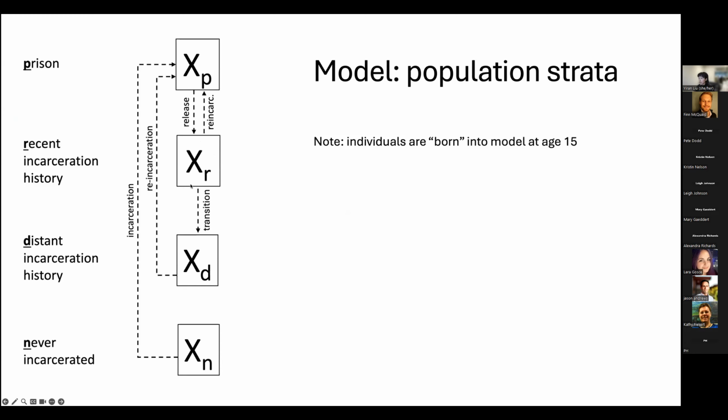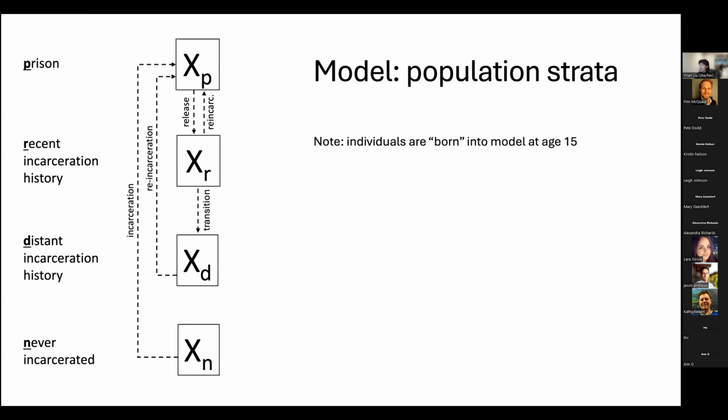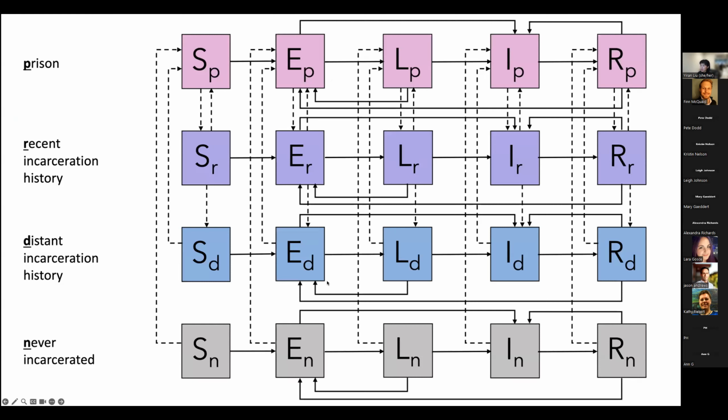Now, if individuals remain out of prison, they can then transition from the recent to distant incarceration history stratum. And we assume in this distant incarceration history stratum, everything epidemiologically is the same as in never incarcerated. The reason why we still maintain this stratum is so that we can keep track of individuals who've ever been exposed to incarceration. Okay, so then we essentially replicate the 5 TB natural history compartments across these 4 population strata to get the model that we have here.